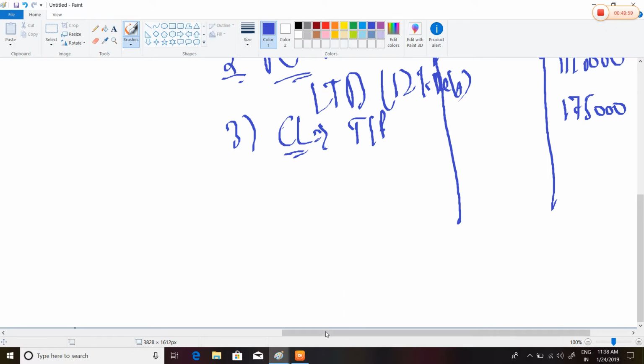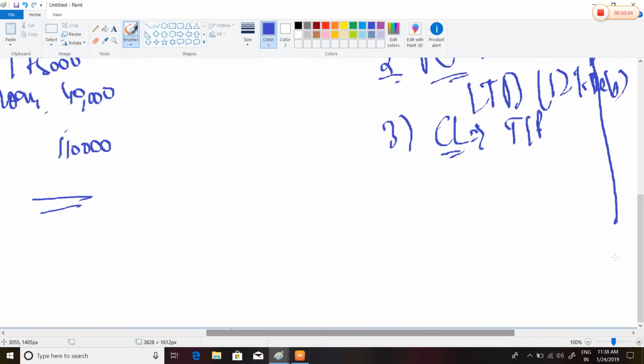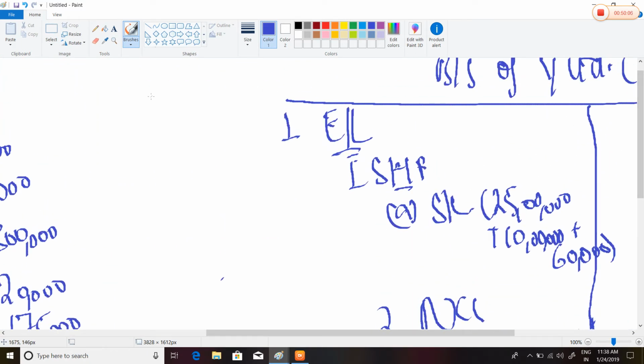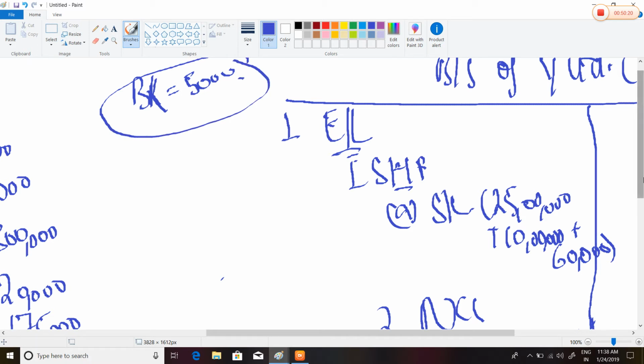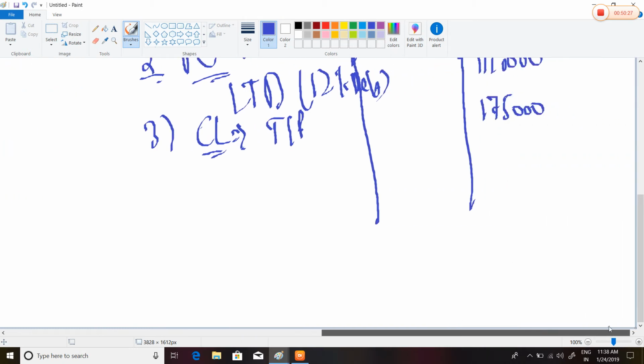Yeah, one thing I forgot to make, that's the bank account. Prepare the bank account, the bank amount would be rupees 5,000 only. You can easily prepare the bank account, it would be the balancing amount, that is balance carried down, 5,000. 1,75,000. Then total assets.